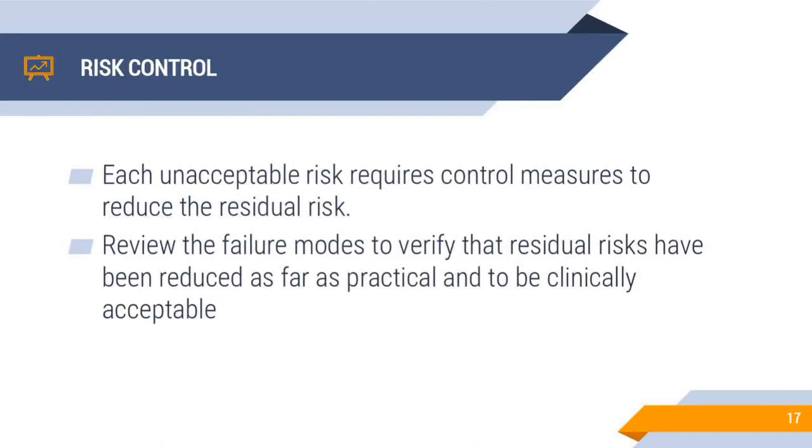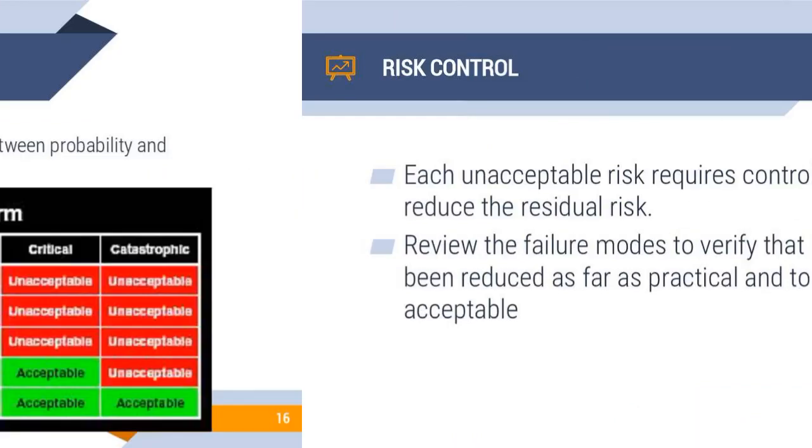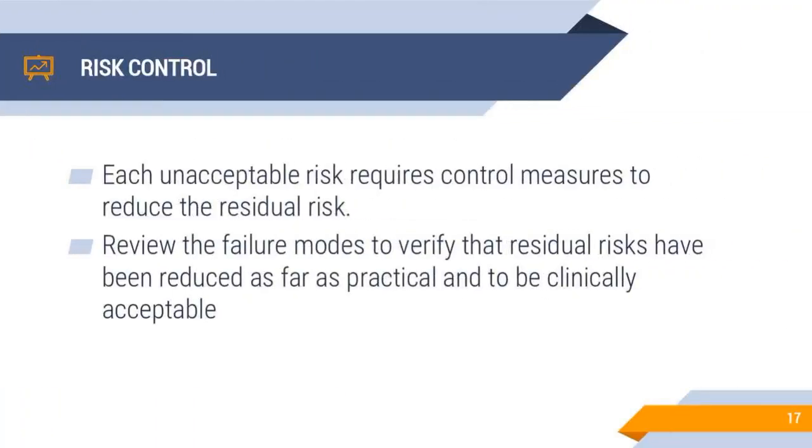For each unacceptable risk in this matrix, we have to measure the residual risk. If there is any residual risk that we couldn't catch in the beginning in the risk assessment plan, then we have to catch it and put an action plan for it. Review the failure modes to verify the residual risk has been reduced as far as practical, to be clinically acceptable.